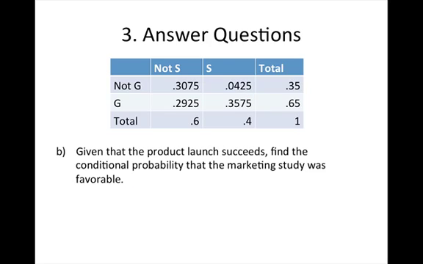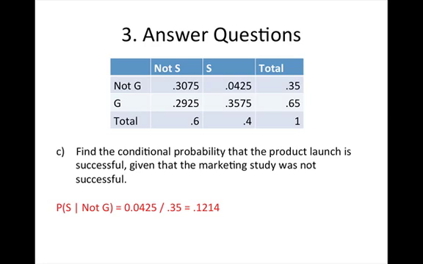Let's look at part B. Given. As soon as you see the word given, you know you have a conditional probability. So given the product launch succeeds means that you are in that column. We don't care about the whole table, we only care about that column. Given that you're in that column, find the conditional probability that the marketing study was favorable. What that says is you want to know how big is this cell relative to the column. So we take 0.3575 divided by 0.4, 89%.